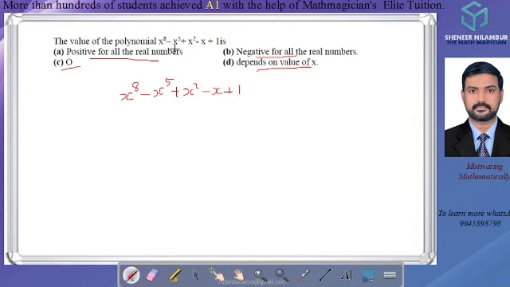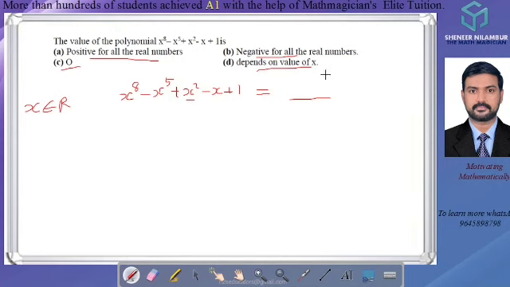The value of the polynomial means we can give any value for this x. The value of x we will consider as real numbers. At that time, what will be the polynomial's answer? That is the question. Whether it is a positive number or a negative number or 0, or it depends upon the value of x.